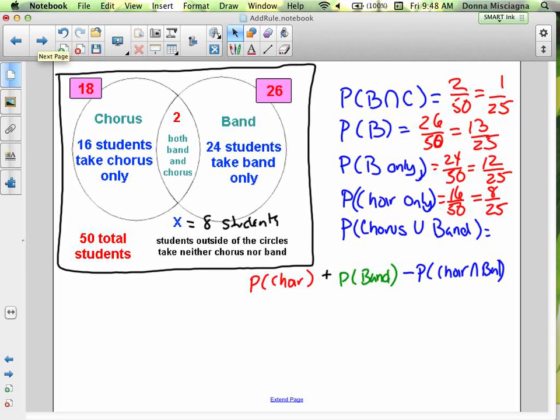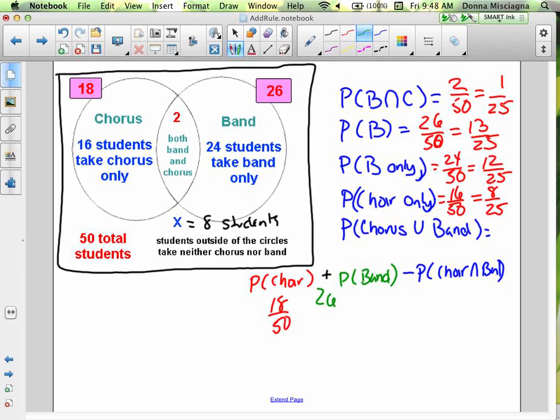All right. So probability of choir, that's 18. And then plus the probability of band, plus 26. And then we have to subtract the probability of band and choir. So what would we subtract? Minus 2 over 50. All right, so 18 plus 26 is 44, and then minus 2 would be 42. So this is going to be equal to 42 over 50, which we could reduce to 21 out of 25.